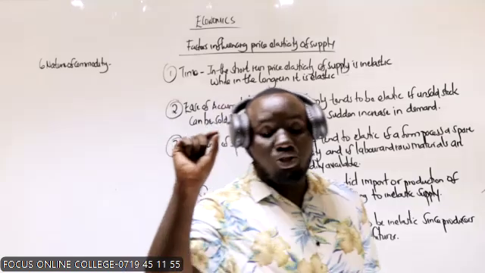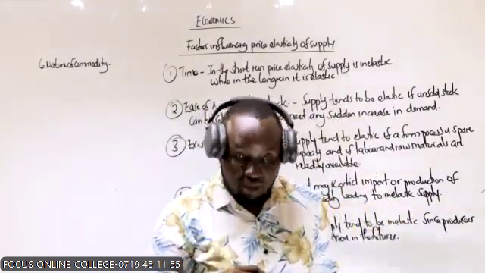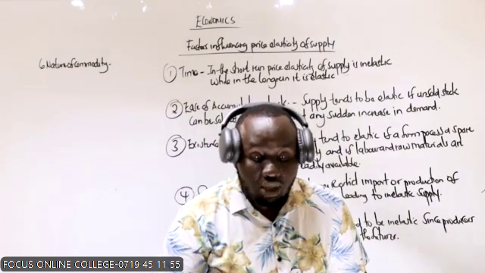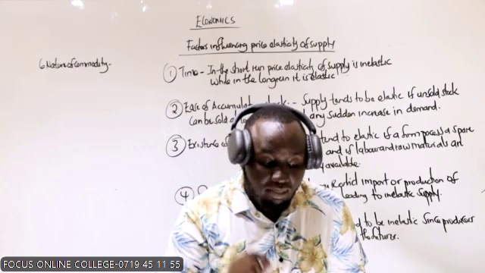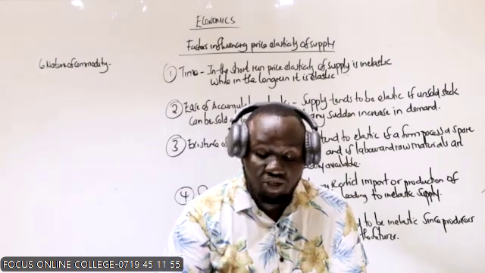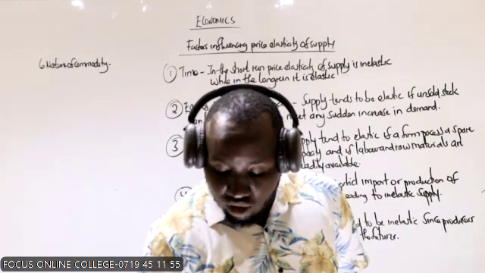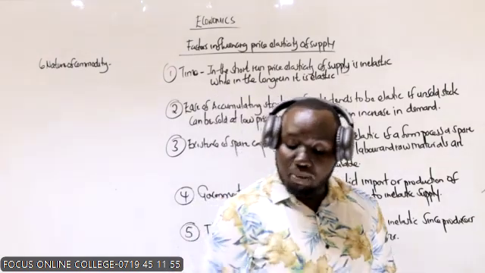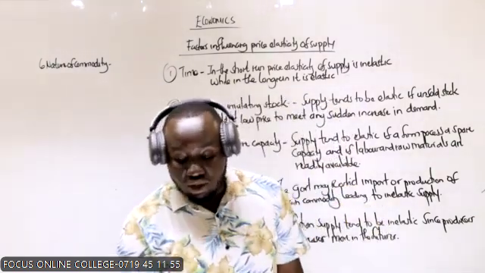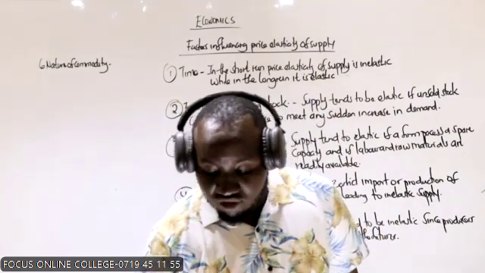When I talk about durable goods, these are goods that can last for a long period of time. Are we together? And when I talk about perishable goods, these are goods that cannot last for a long period of time.